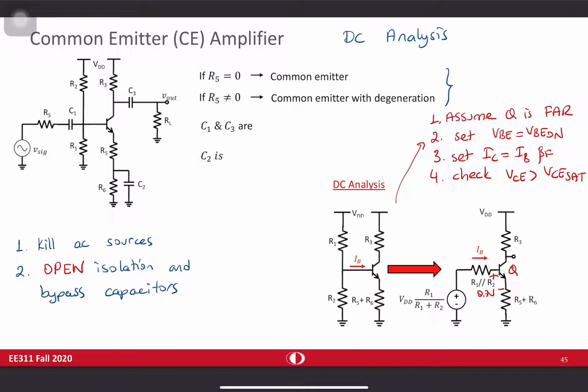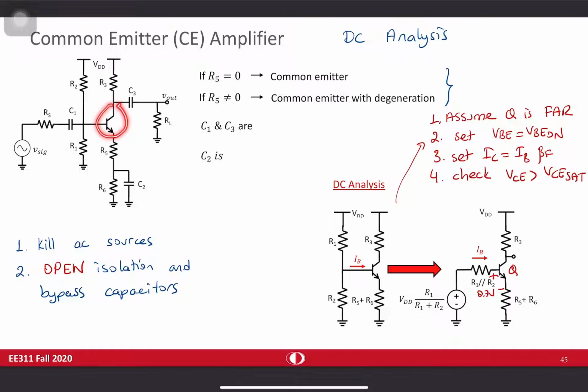So in the previous lecture, we started discussing the common emitter amplifier, and this was the schematic, as you may remember. Depending on R5, if it is 0, this is common emitter. If it is not equal to 0, this is common emitter with degeneration, we said. The first thing that we should do is DC analysis.